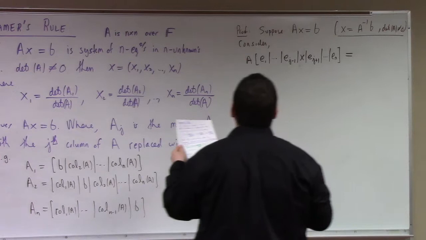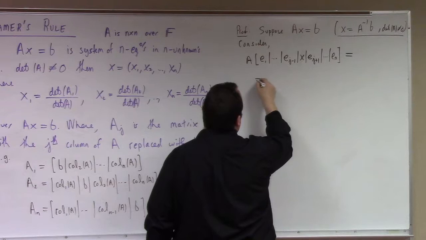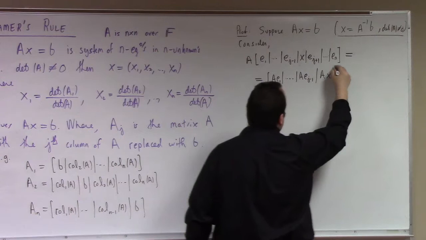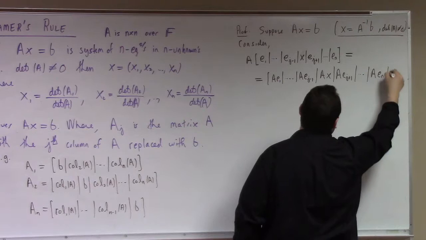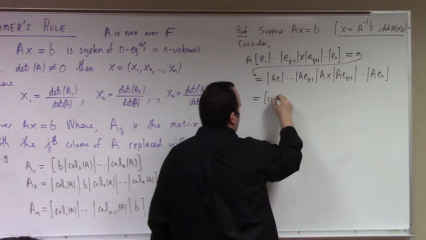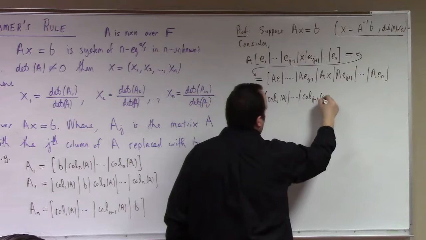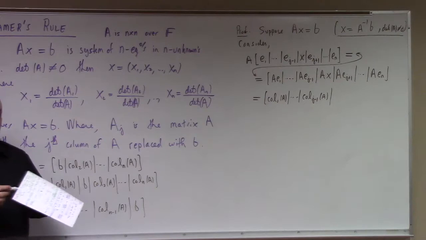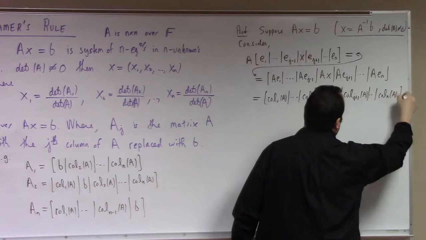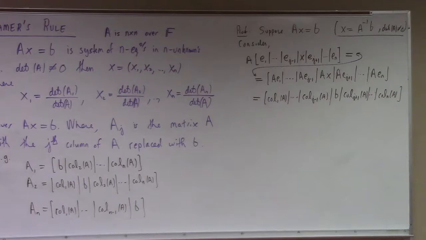Okay, so let's work out what this is. This is equal to what? You got AE1, column by column, right? AE(j minus 1), AX, AE(j plus 1), AEN. Now we've talked about this a fair amount. That's column 1 of A, that's column j minus 1. What's AX? By assumption, it's B, right? Then we got column j plus 1, column N of A. What is that?